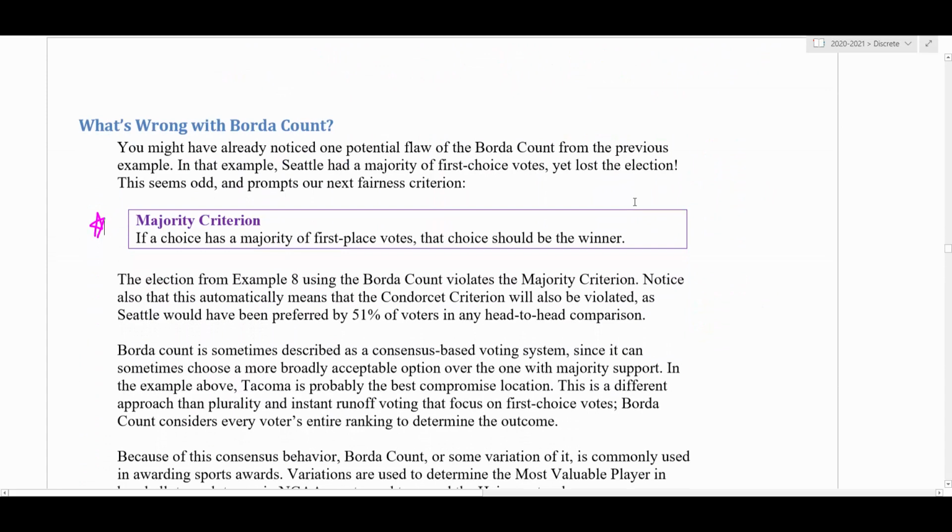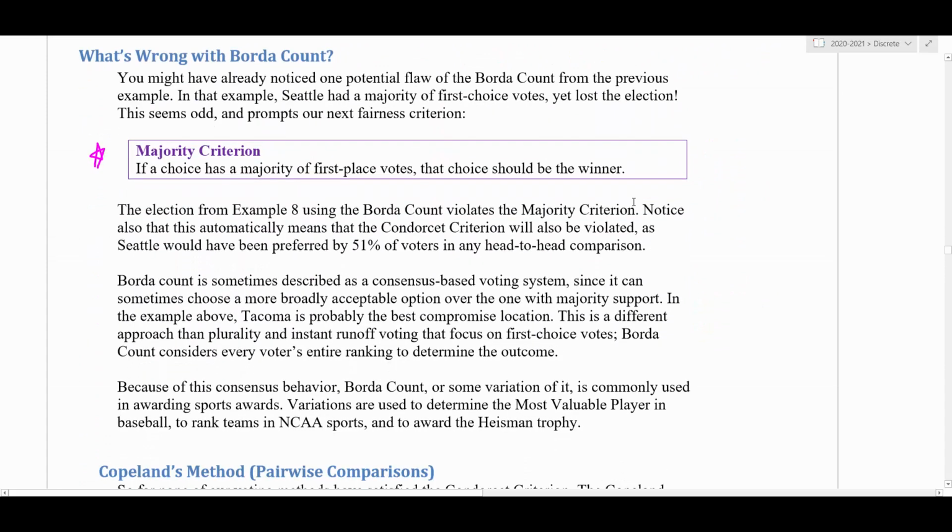So that is the big problem with Borda count, that you could have a situation where somebody wins and they are not necessarily the majority winner. And sometimes you like that. Other times you might not.